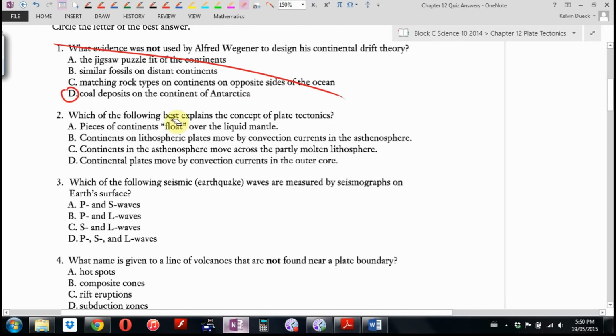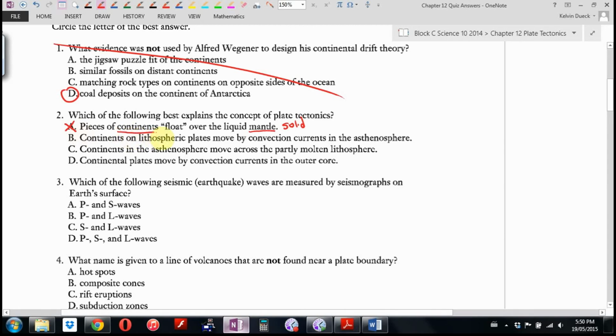Which of the following best explains the concept of plate tectonics? Pieces of continents float over liquid mantle. That sounds good. Continents on the lithospheric plates move by convection currents in the asthenosphere. Well, that sounds actually even better. Oh, you know what? What's wrong with this? The mantle. So that's no go. Well, it's liquidy, but it's not that the pieces float, because not just the continents, there's also oceanic plates as well. So that's also what's wrong with that one.